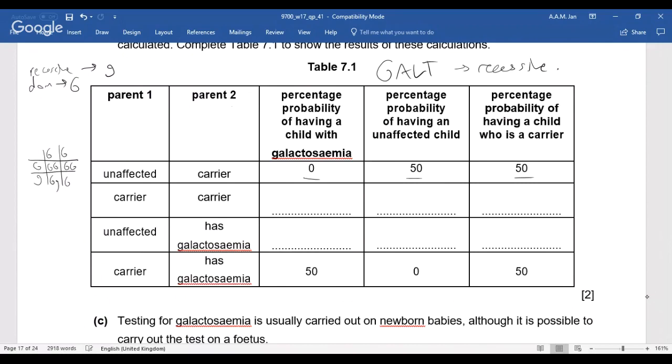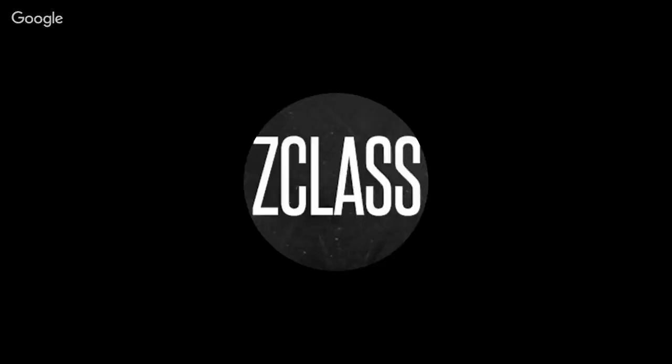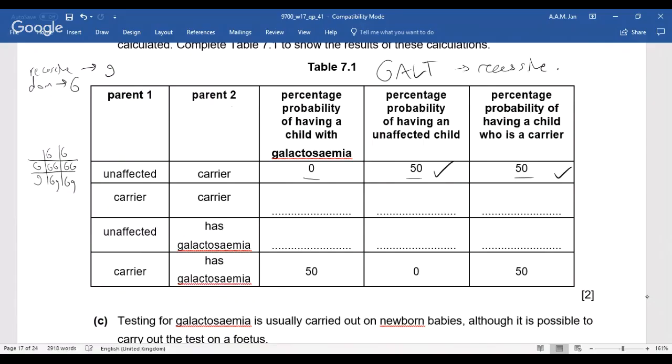Yep. And so you've got two people who are unaffected and two people who are carriers. And that kind of makes sense here, right? 50% unaffected, carriers. That makes sense? Good. And then you just do it for all of the rest of them.